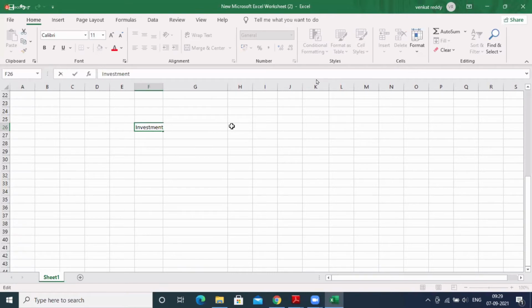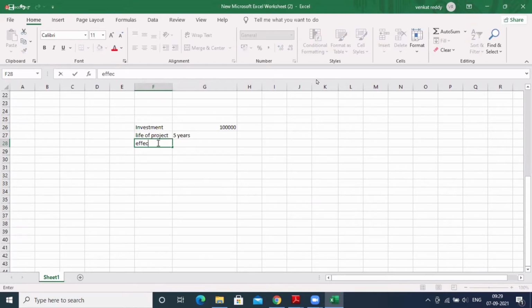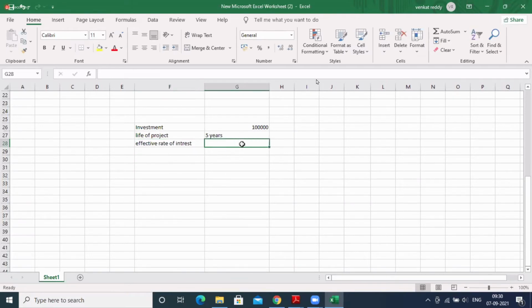Let us assume that we invested 1 lakh in a project, and the life of the project is 5 years, and the expected return, or we can also consider the risk-free rate of return or the discount factor, anything, or the effective rate of interest. Let's just see this.